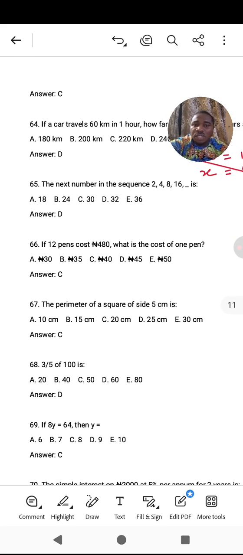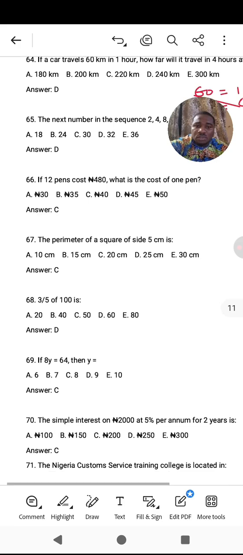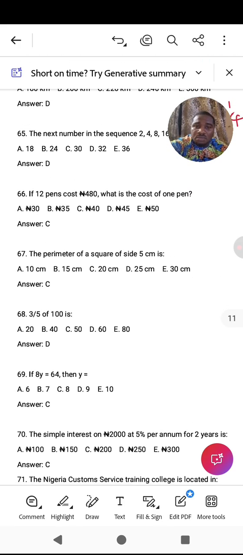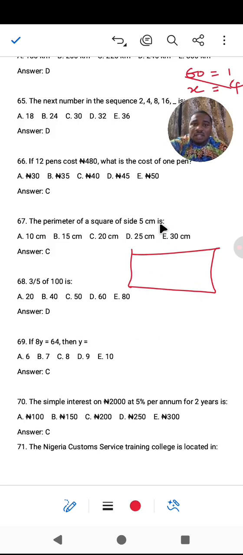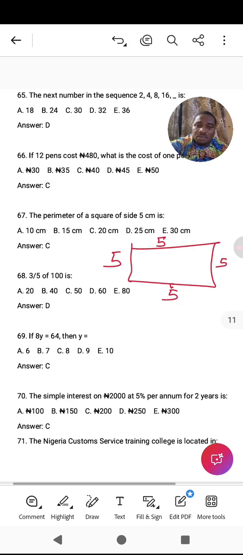So the same thing here. 12 pens cost 480. What will be the cost of 1 pen? You just divide 480 by 12. Straightforward. And then some mathematical terms, you just have to know them. When they say perimeter, it's very, very straightforward. Perimeter of a square. If we have a square, 5 centimeters, so definitely here is 5 centimeters. Perimeter means distance around the shape. So 5, 5, 5, 5 is 20. It's simple, but you just have to know some of these terms, right?